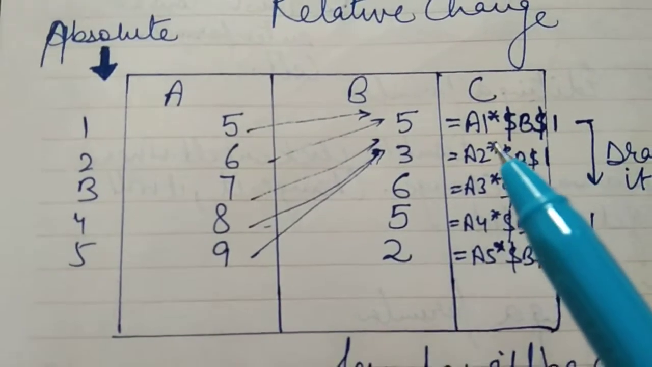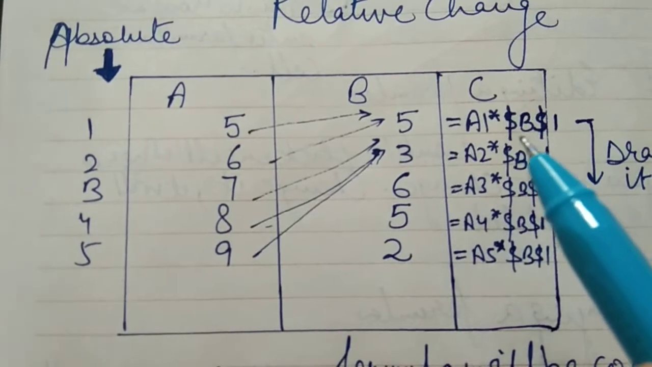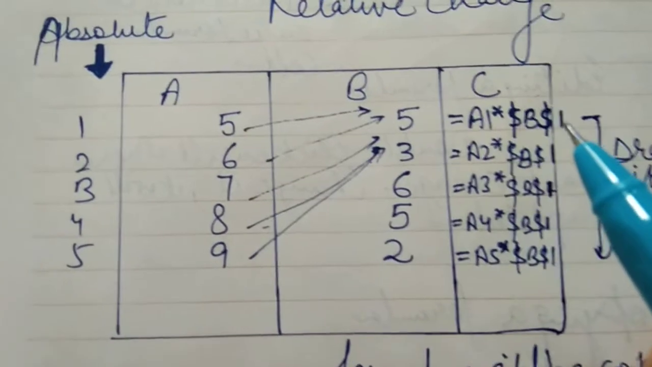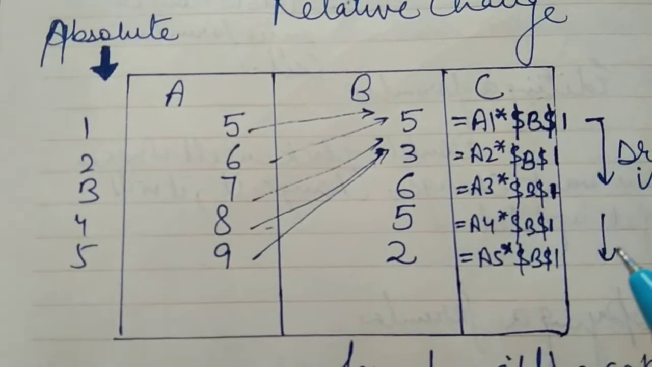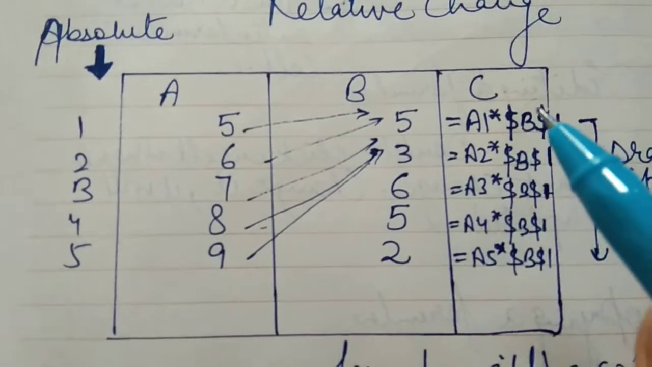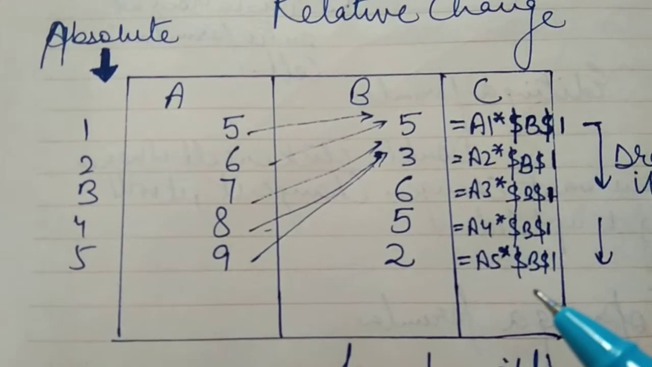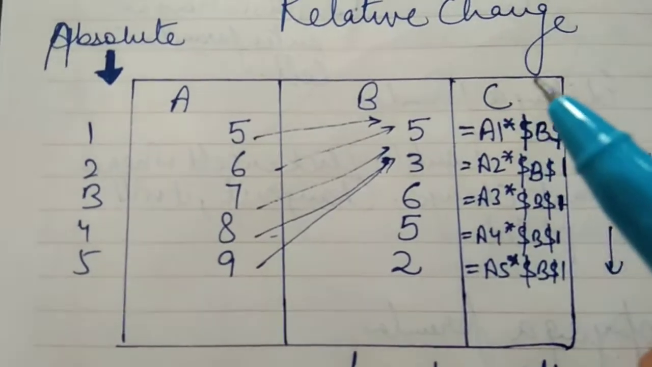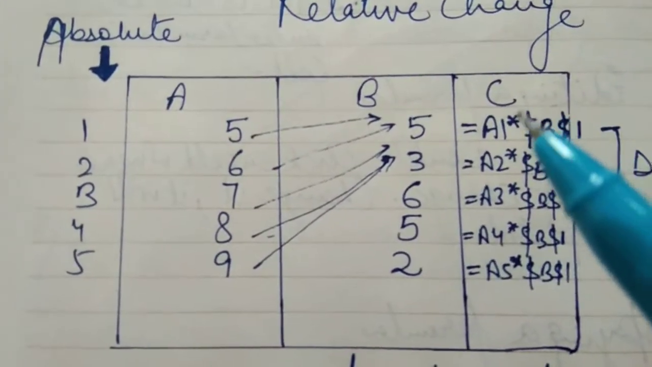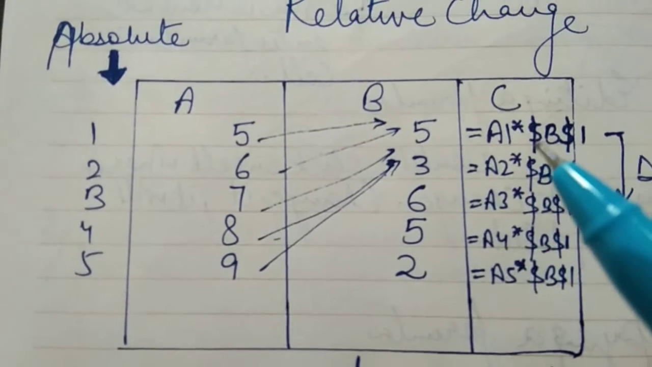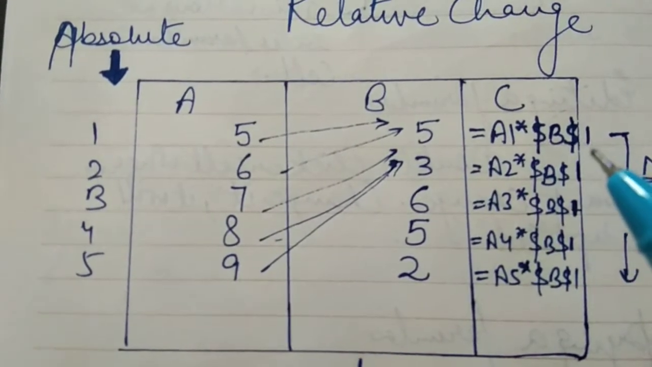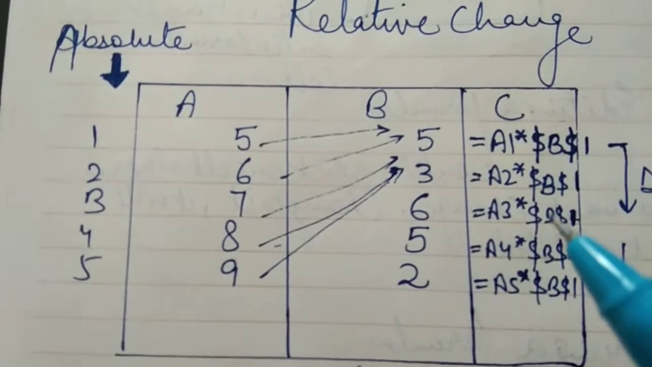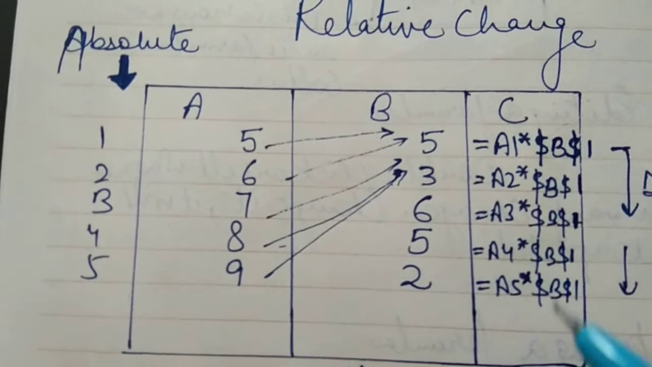$B$1. This value, that is of B1, that is 5, is fixed now, and we just need to drag it down, and with the autofill feature it will automatically fill the formula in all the cells of that particular column, that is C. So in column C we will write the formula A1 into dollar B dollar 1 and drag it down. It will copy down the formula in all the cells.